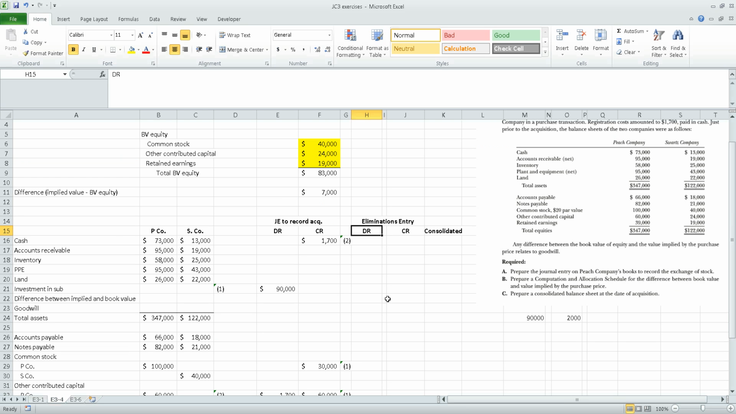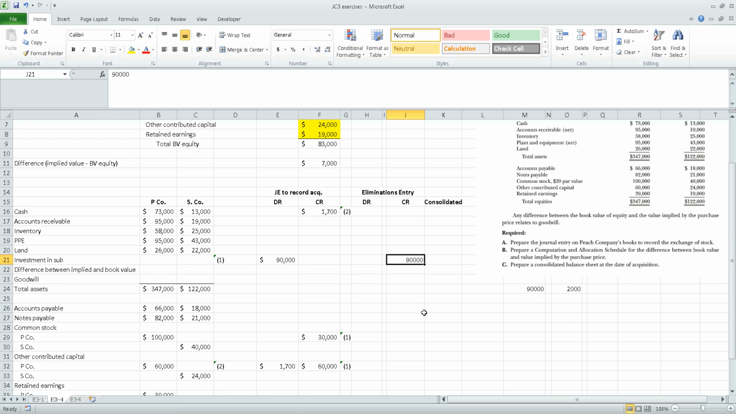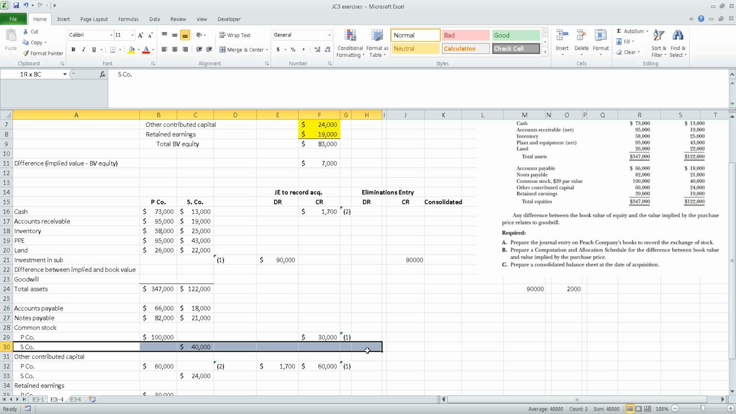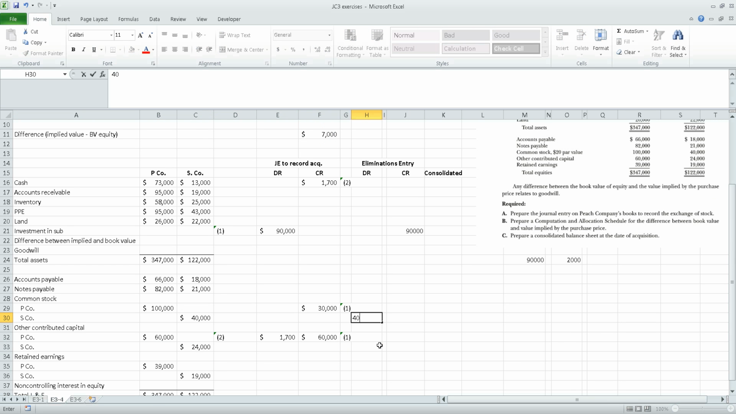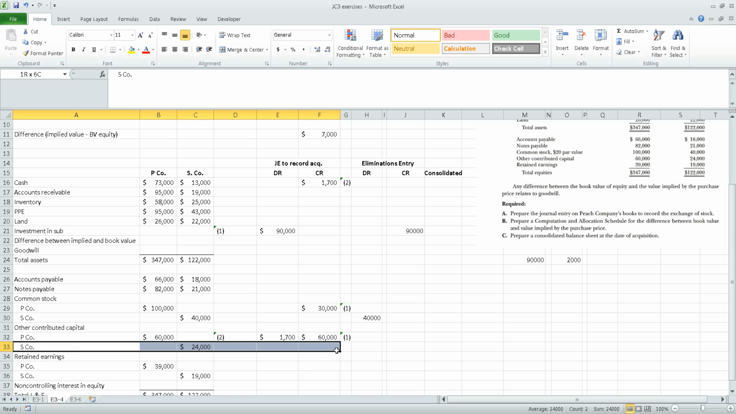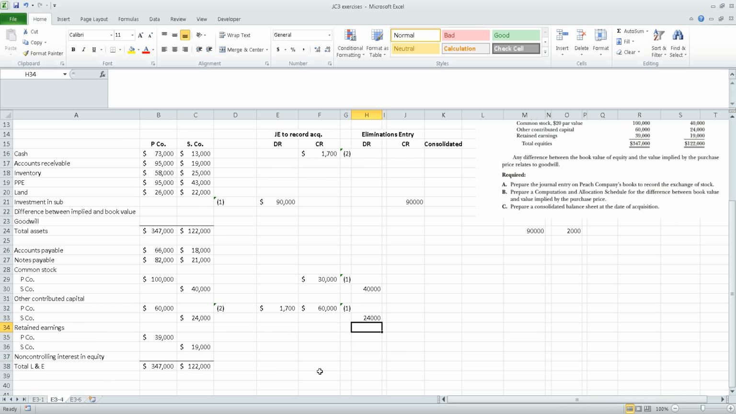Okay, so the elimination entry is going to consist of a credit to this investment account here in order to remove that, a debit to S Company's common stock account here of 40,000 to get rid of that, a debit to S Company's other contributed capital in the amount of 24,000 to get rid of that, and a debit to S Company's retained earnings in the amount of 19,000 to get rid of that.